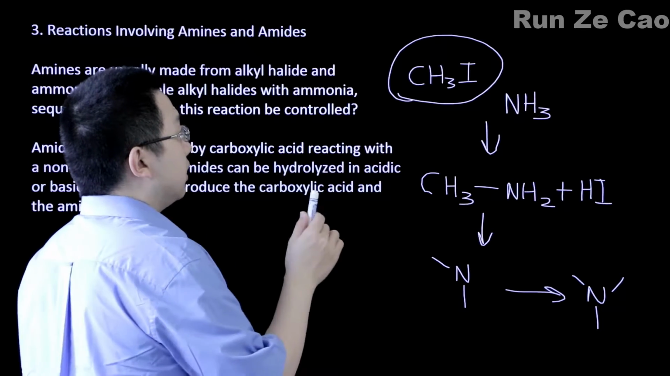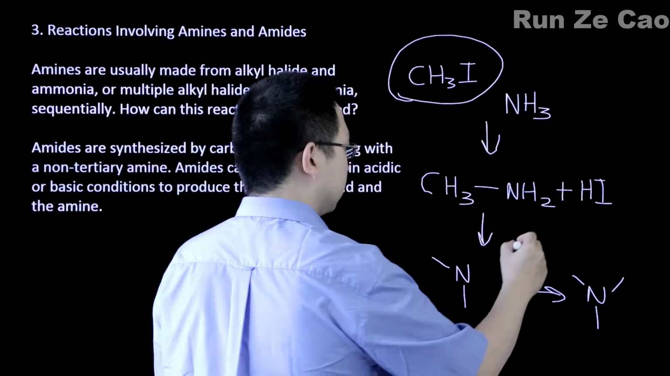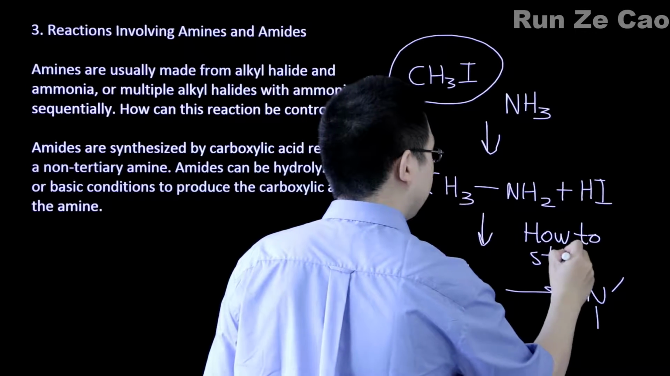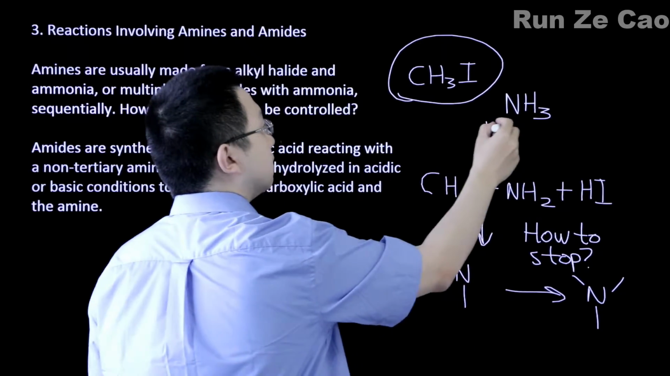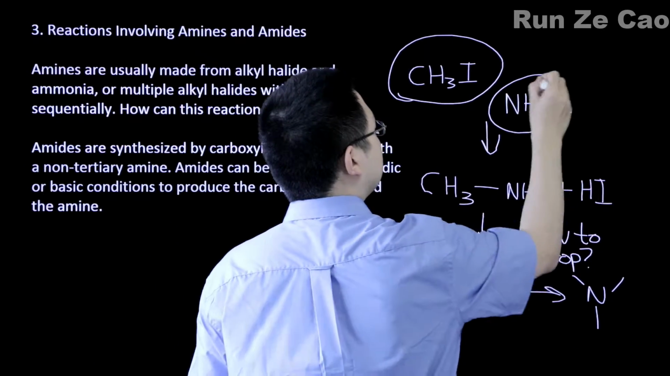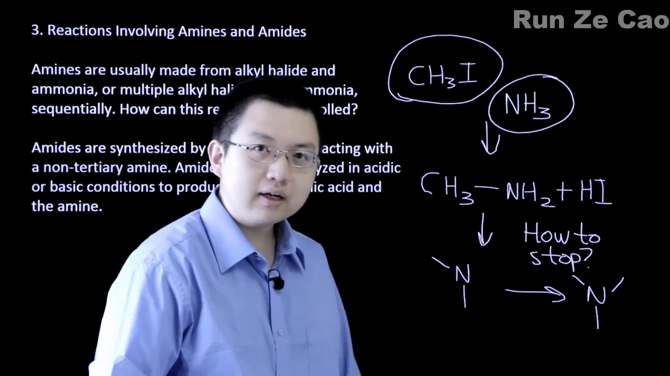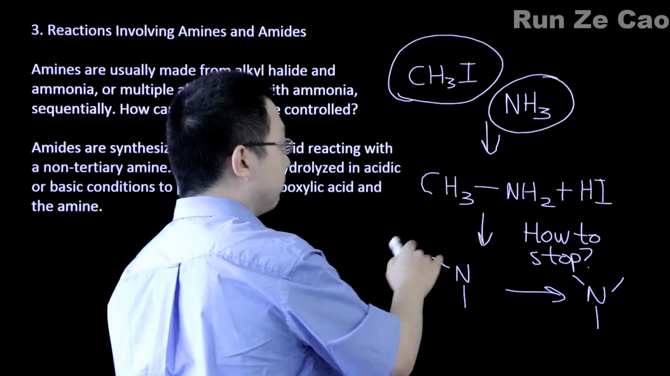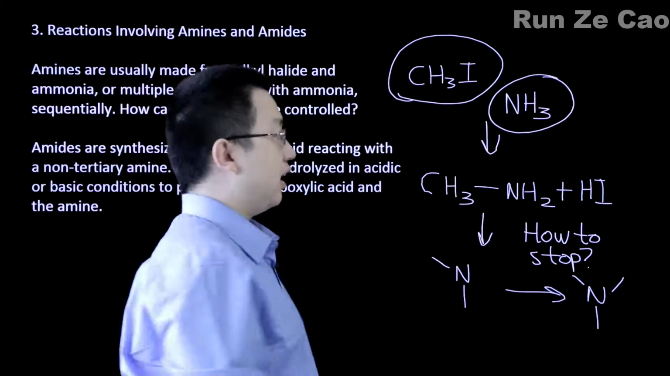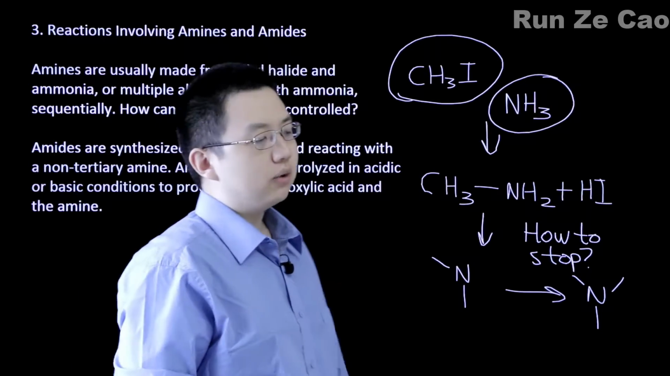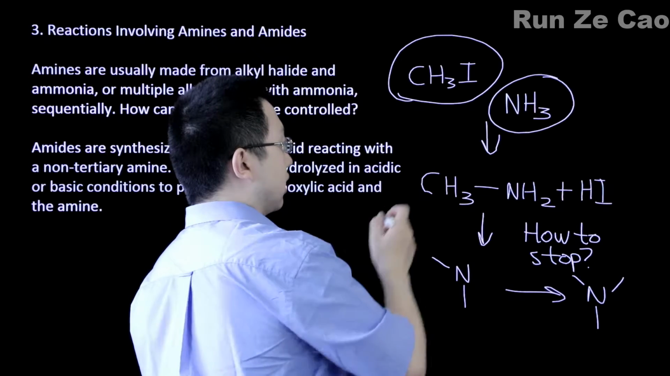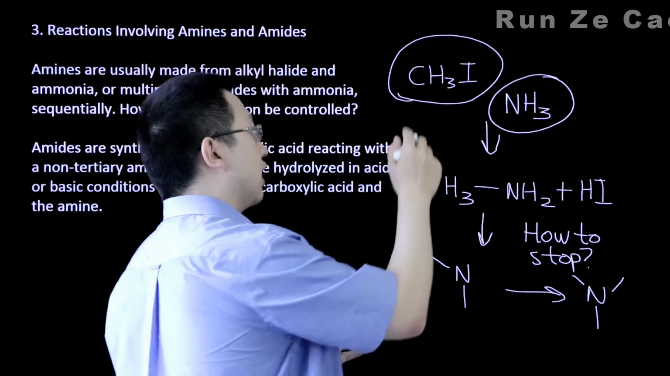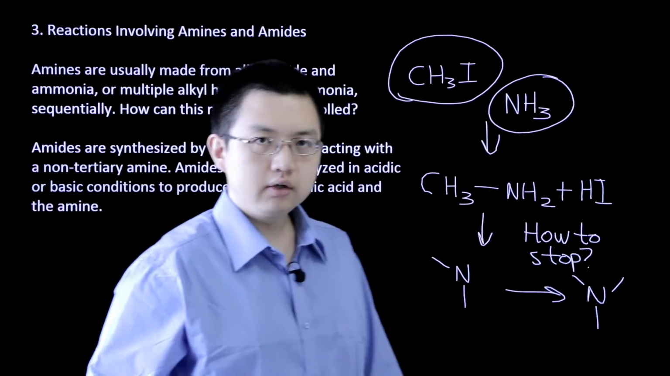Okay, now, how do we prevent this from happening? How to stop? We add more ammonia. So if we have more ammonia, then it is unlikely that this particle will encounter one of these intermediates instead of just running into more ammonia and forming this first intermediate. So when you conduct an industrial reaction to manufacture, say this, so methanamine, you use a very large excess of ammonia.